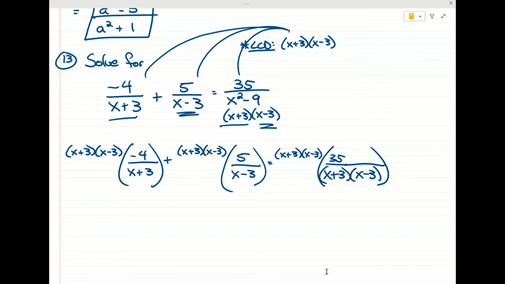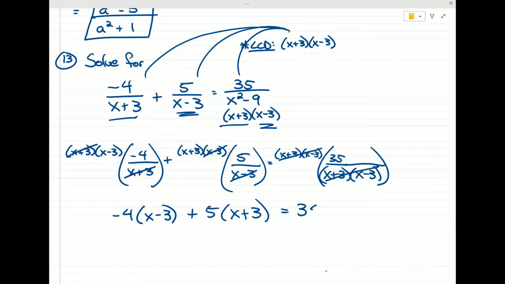And by showing all the work, you could see all the denominators are going to cancel. You're just left with negative 4 times x minus 3. The x minus 3's cancel. 5 times x plus 3. And then 35.